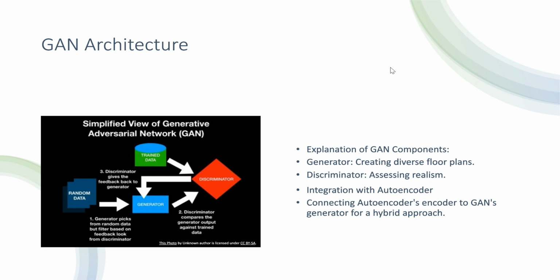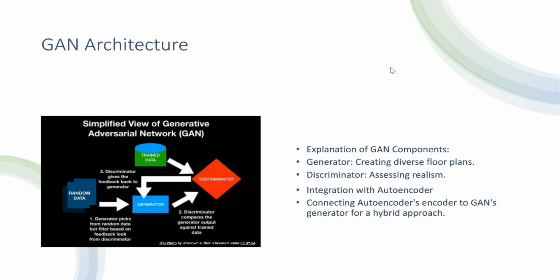The discriminator is a critic in our adversarial training setup. It evaluates the generated floor plans from the generator and compares them to real floor plans from our dataset. Its role is to distinguish between real and generated floor plans. The better the generator becomes, the more challenging the discriminator's job becomes. Adversarial training. The generator and discriminator engage in a constant game of one-upmanship. The generator strives to generate floor plans that are indistinguishable from real ones, while the discriminator aims to become more adept at telling the difference.